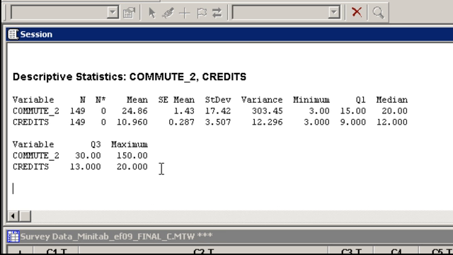If we look at the number of credits, the mean was 10.96, so about 11 hours. Standard deviation was about 3.5, variance about 12.3. The minimum was 3 credits. Q1 was 9 credits, median was 12, Q3 was 13, and the largest was 20, called the maximum. So this ends this video session for organizing and summarizing quantitative data.